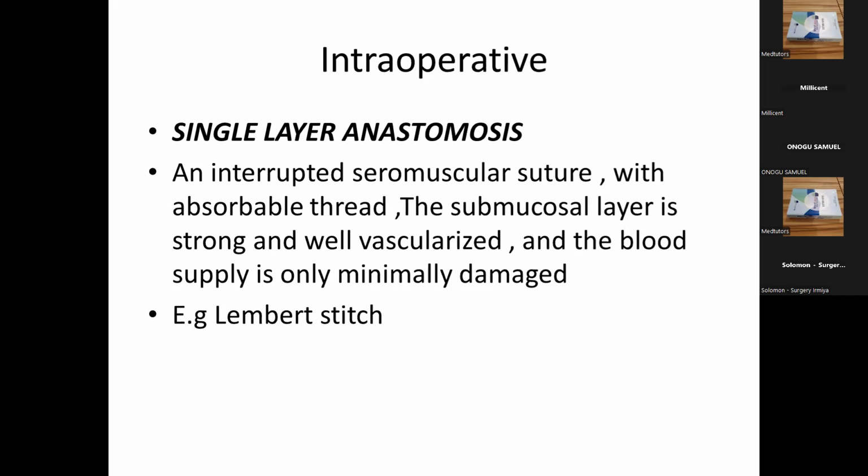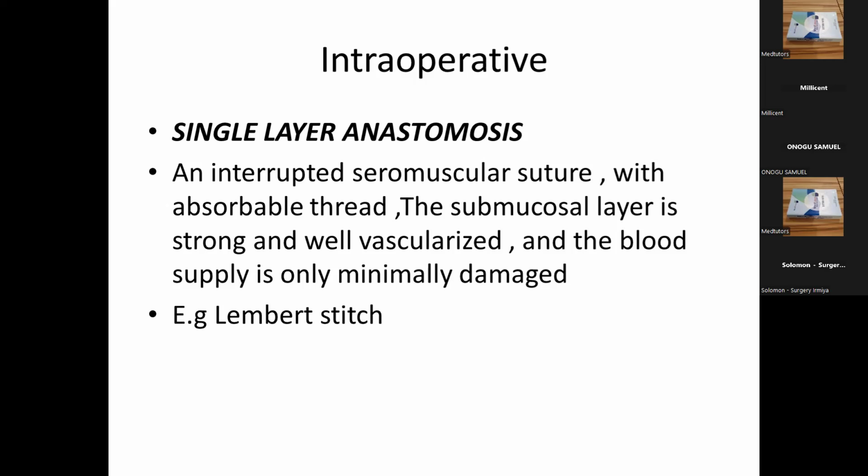seromuscular layer is quite important if you are doing a single layer anastomosis. There are different layers of the intestine running from the outside inward: the serosa, the longitudinal muscle, the circular muscle, the submucosa, and then the mucosa. So it's important that you pick, from outside, the seromuscular layer and also the submucosa, as it's well vascularized and picking it improves the outcome of your anastomosis. This is very important because the blood supply is largely in the submucosa.